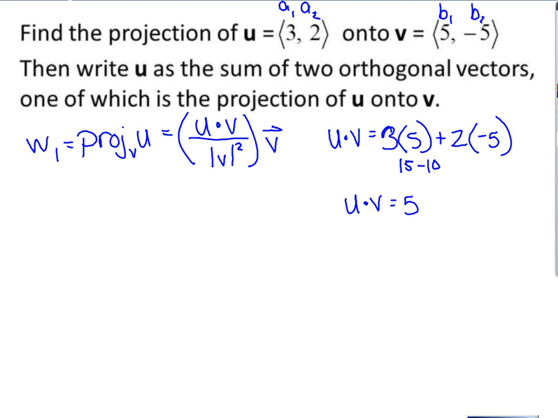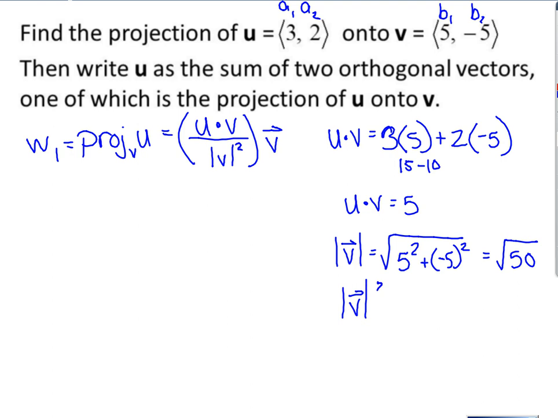We need to find the magnitude of vector v. Remember, when you find the magnitude, you just take your first coordinate squared plus your second coordinate squared. 5 squared is 25, 5 squared is 25. That's going to give me radical 50. But we are going to use the magnitude squared. So if I square a square root, that's just going to give me 50.